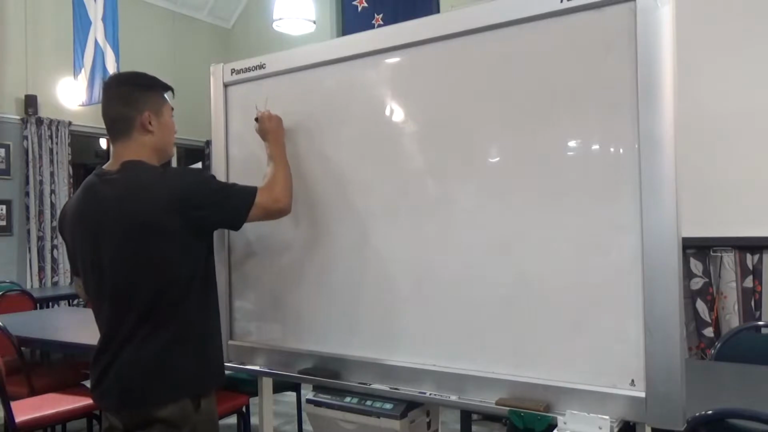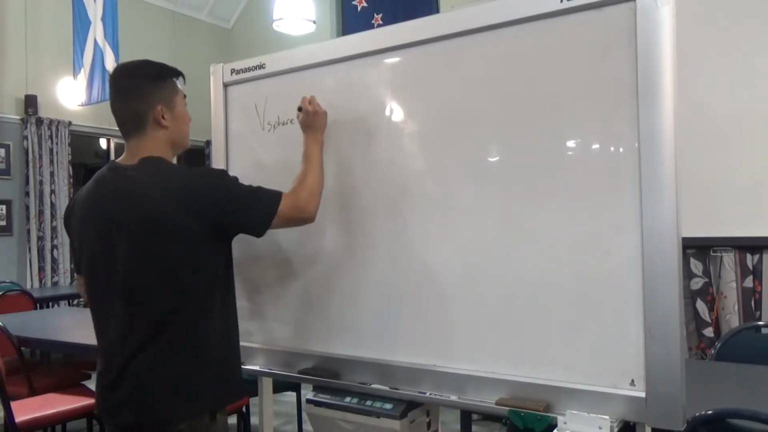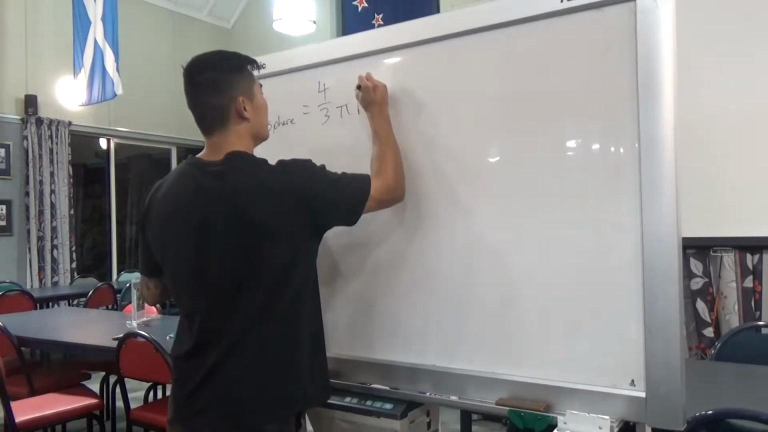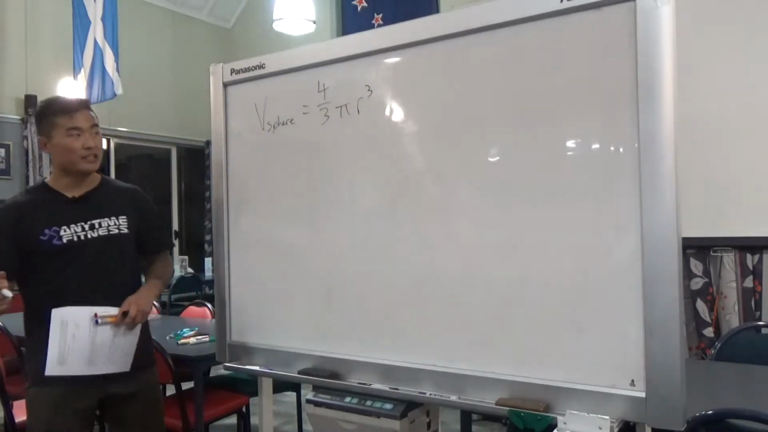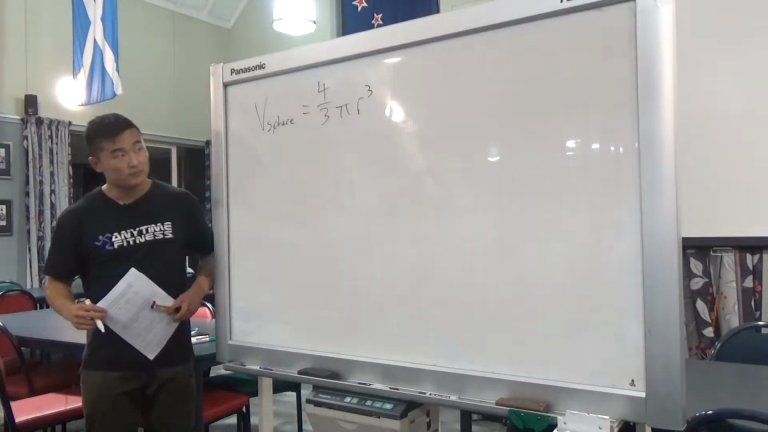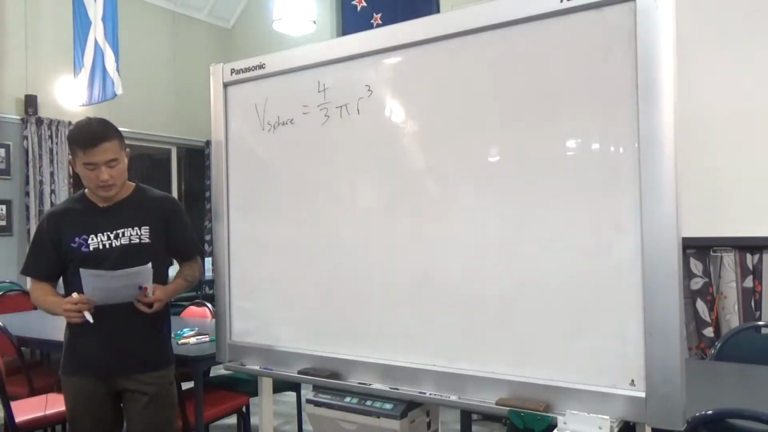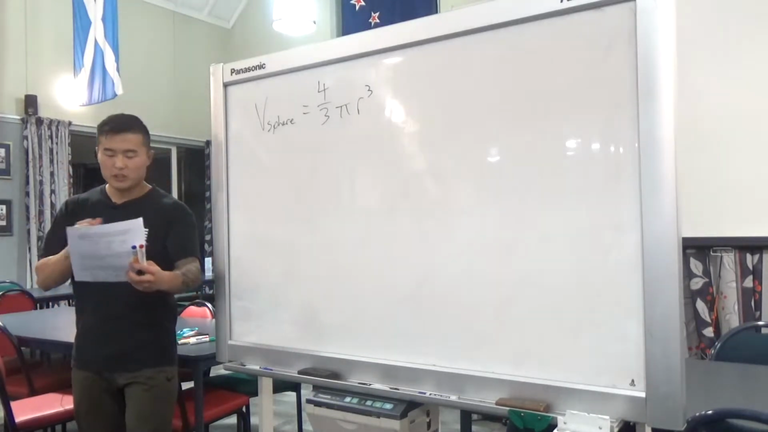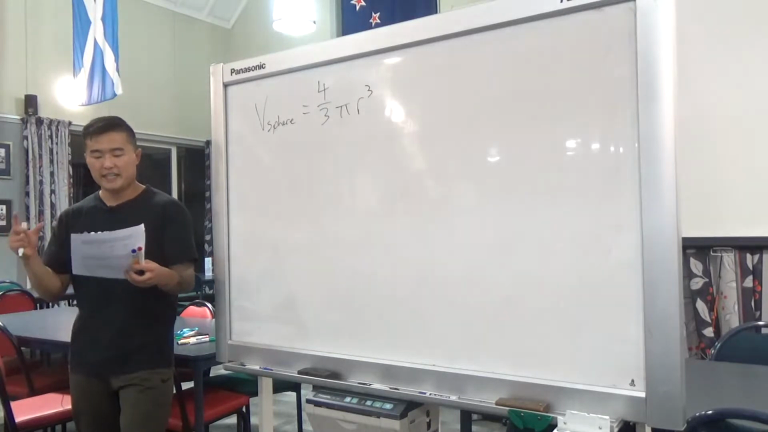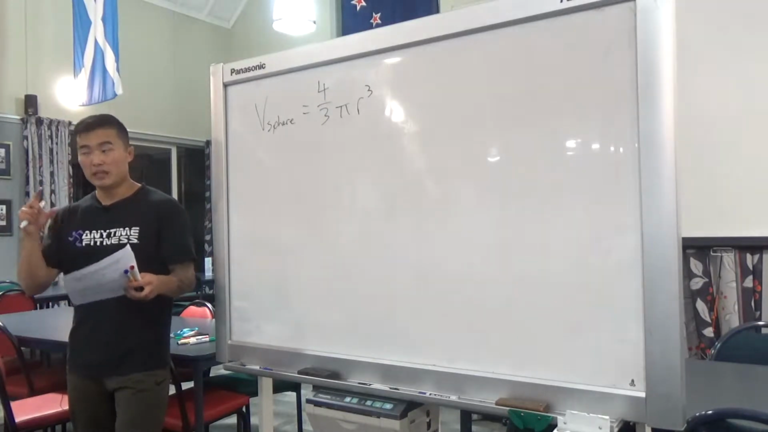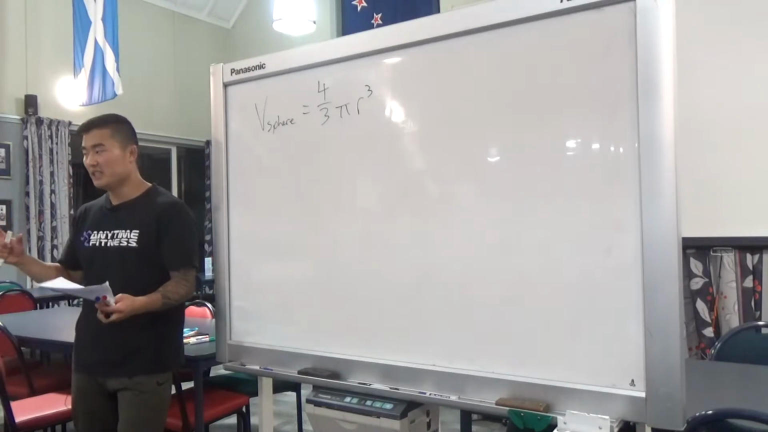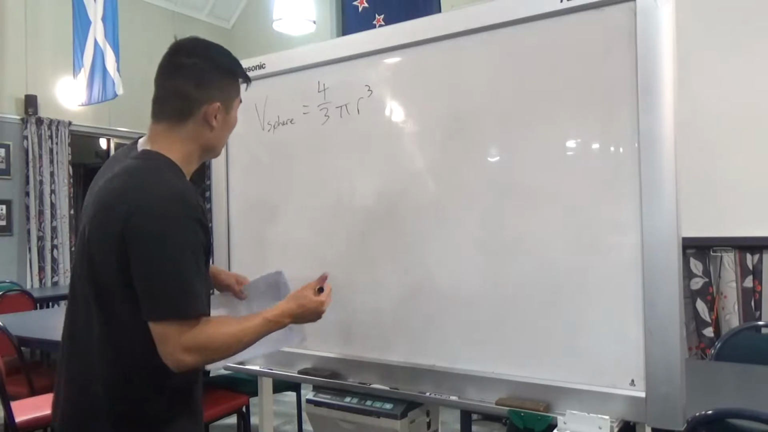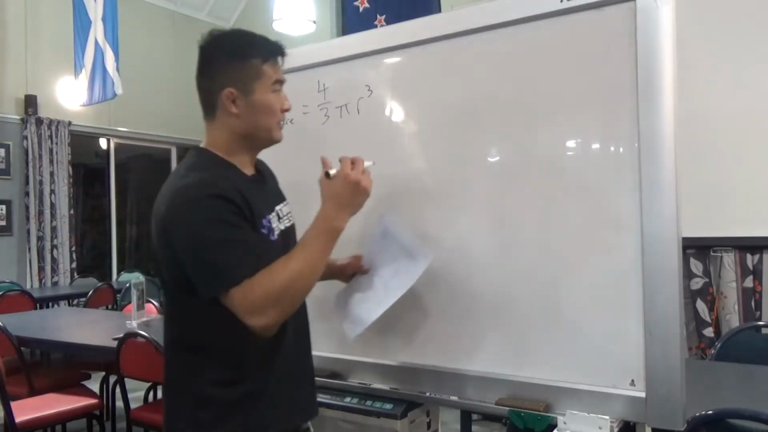So the volume of a sphere is equal to 4/3 times pi times radius to the 3rd power. So we want to figure out if we reduce the radius of a sphere by 1%, how much would the volume change? So this one's a bit of math.